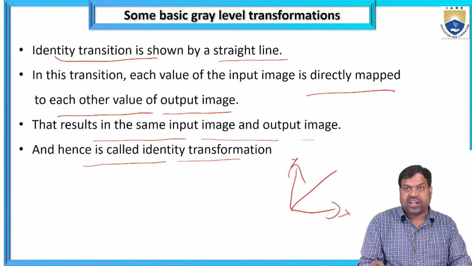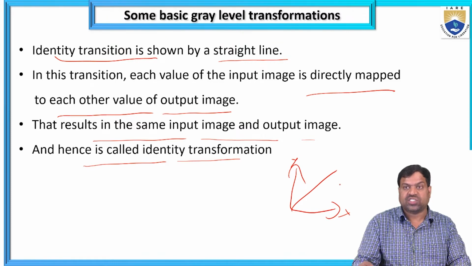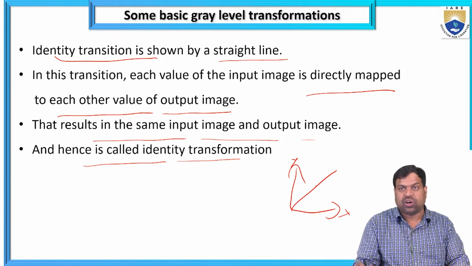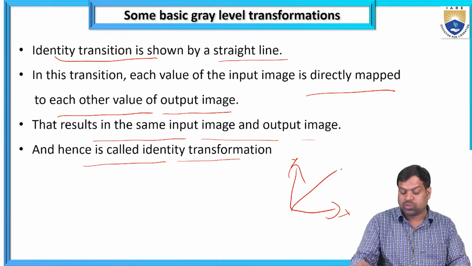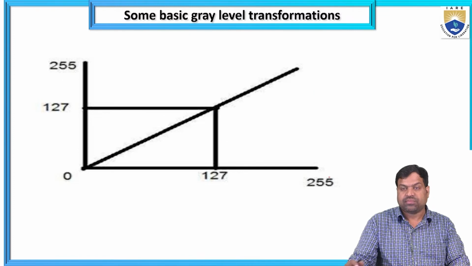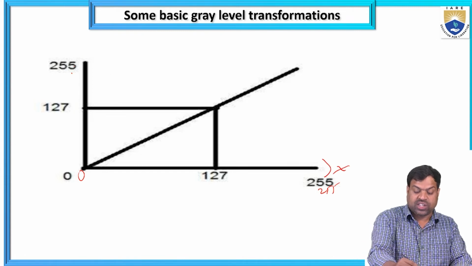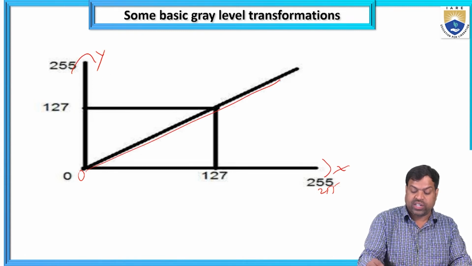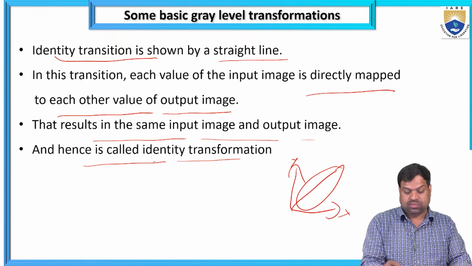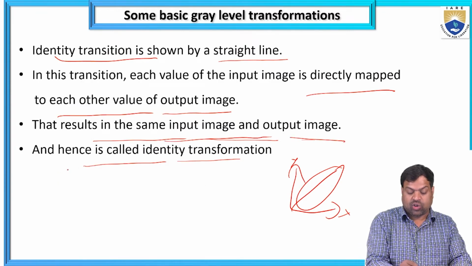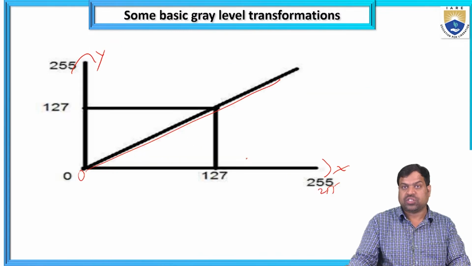In the graphical view, the identity transformation is a straight line, and the input image is directly mapped to the output image, resulting in the same image, so it is called the identity transformation. Both input and output are the same. Suppose I take 0 to 255 on the x-axis, and 0 to 255 on the y-axis as well. It is a straight line, so the input image and the output image have the same levels.